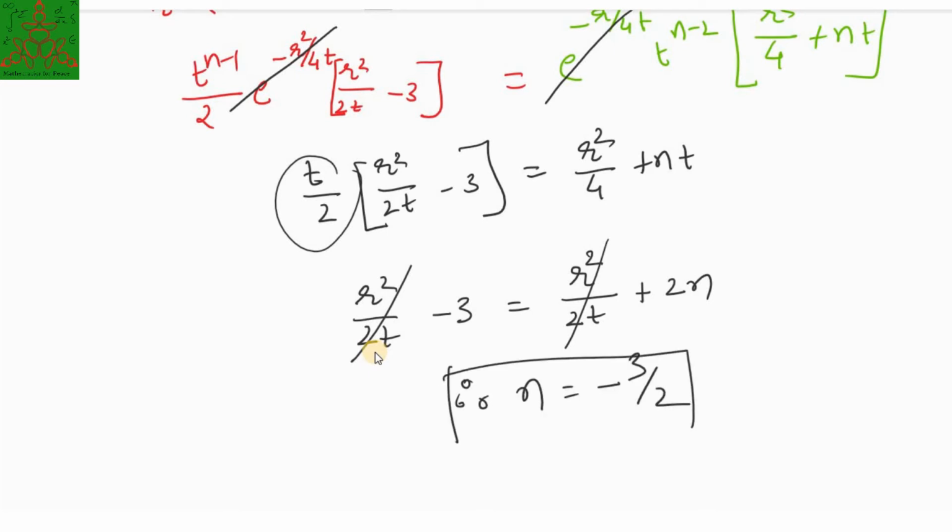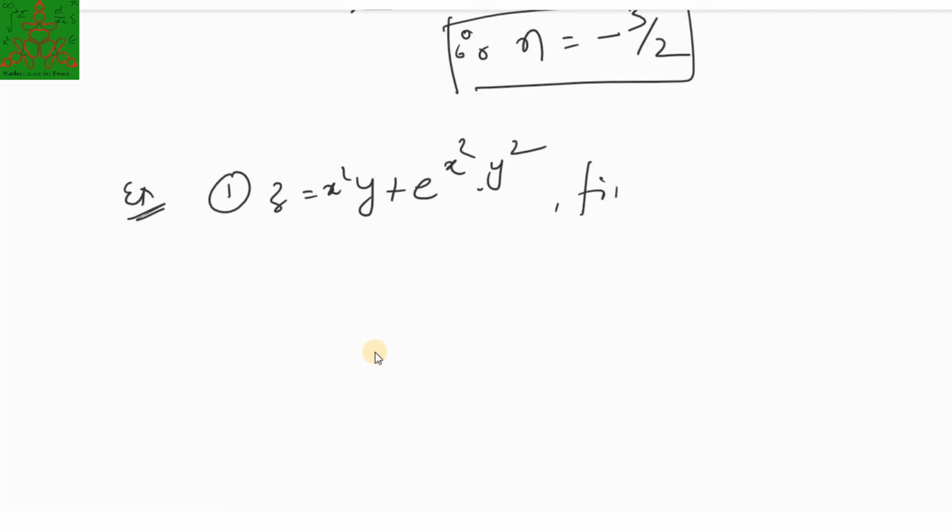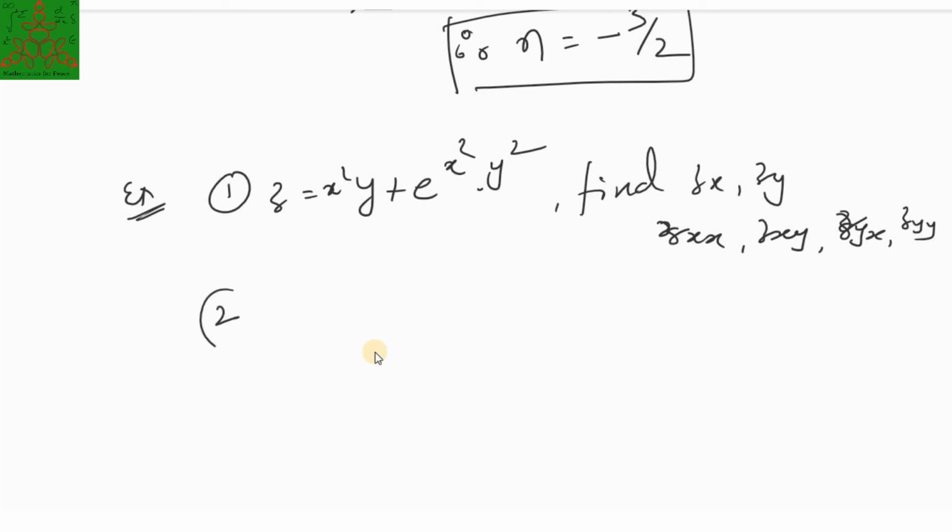That was the objective, to calculate the value of n by giving some examples. So you can try for these examples. First example, z is equal to x square y plus e power x square y square. Then find zx, zy, zxx, zxy, zyx, zyy.